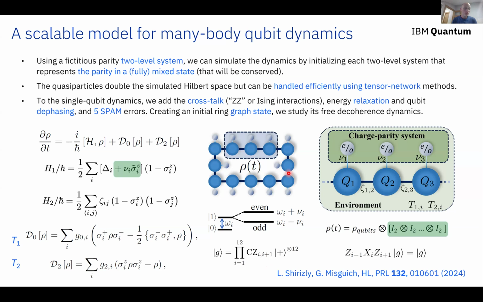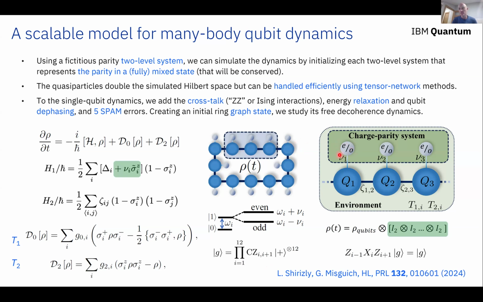Now, we have a problem. Each qubit in each shot of the experiment will have either plus or minus a detuning of its frequency due to the quasi-particles going in and out. But we have a way to simulate this in a many-body simulation.